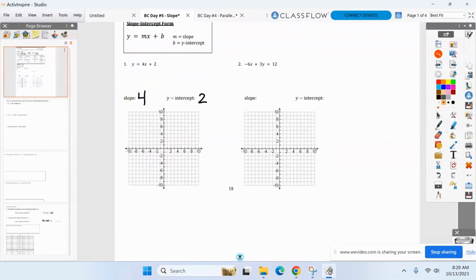If you remember from last year, I always graph the y-intercept first. So the y-intercept is 2, so everyone go to the y-axis and graph 2.